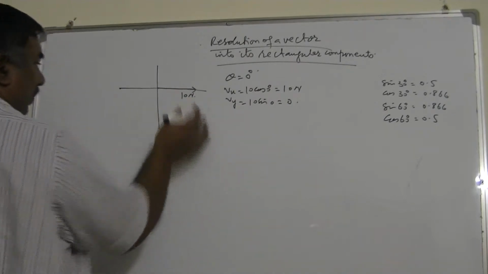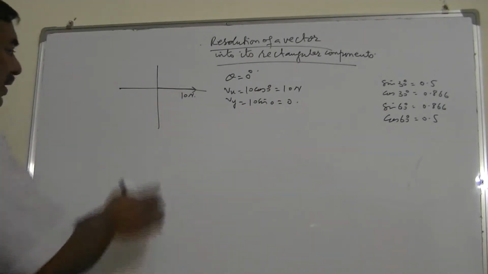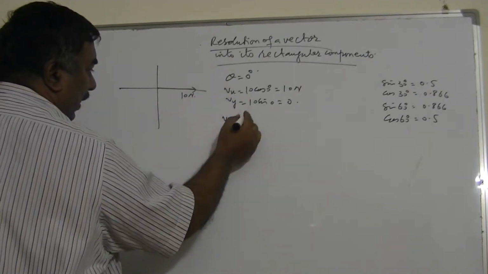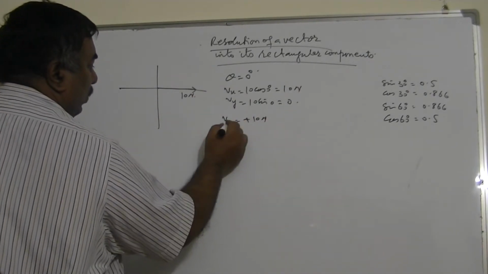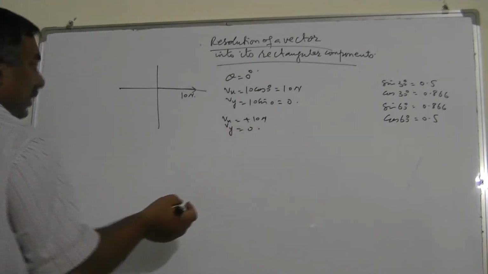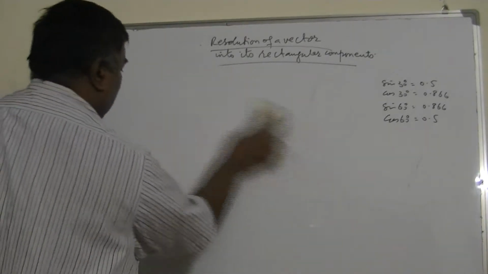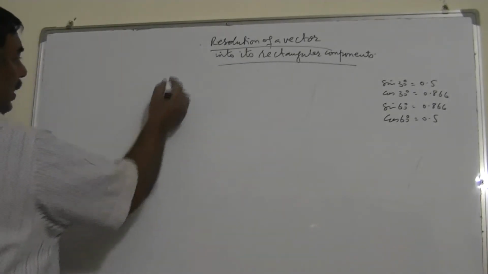I cannot drop a perpendicular, but clearly this is the x component. Other method: I can say Vx is towards right, so Vx is plus 10 Newton, and there's no y component, so Vy is 0. This is the first example. The next example is this one.